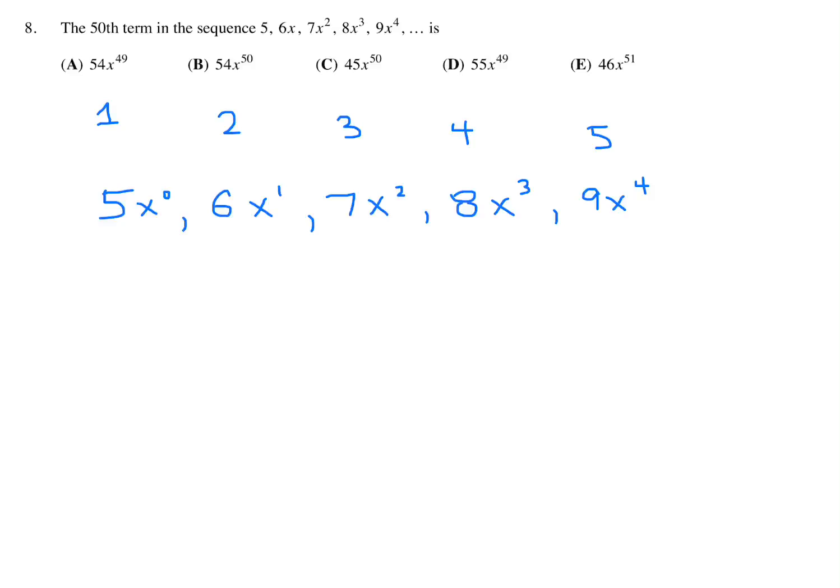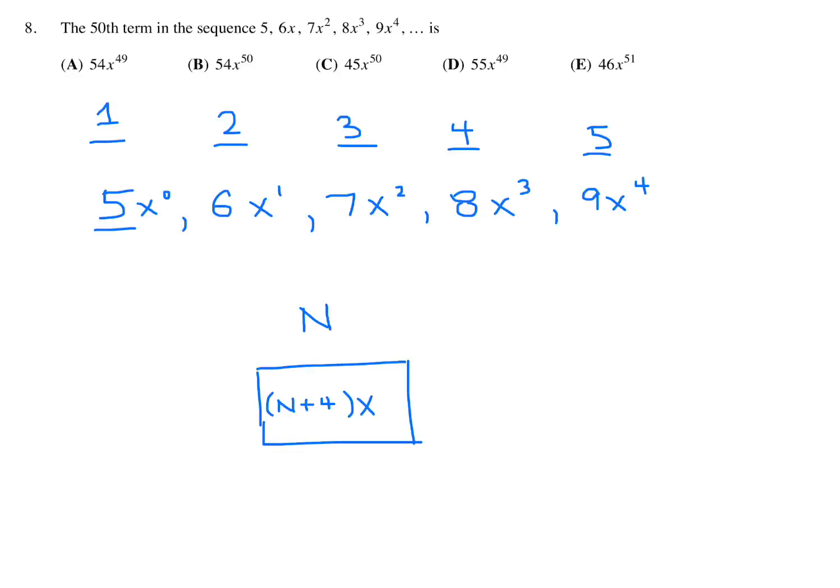So it looks like if you have n as your expression number, the number is going to be n plus 4, right? Because all of these look like 1 plus 4, 2 plus 4, 3 plus 4, like that. And then x to, I believe, n minus 1. Because 1 is 0, 2 is 1, 3 is 2. So n minus 1 like this.